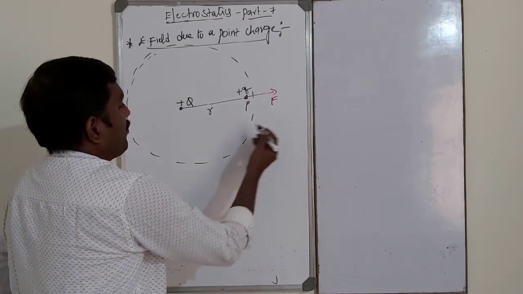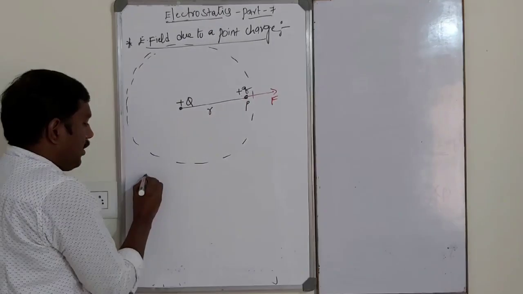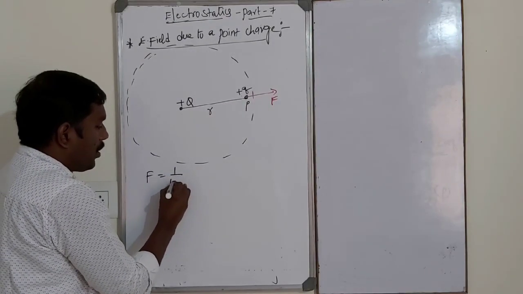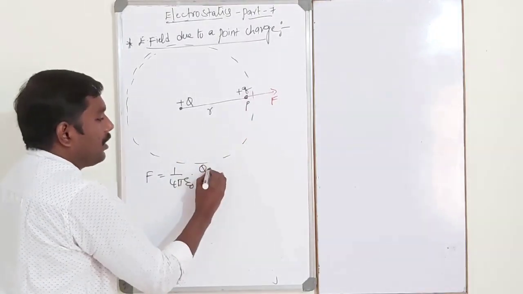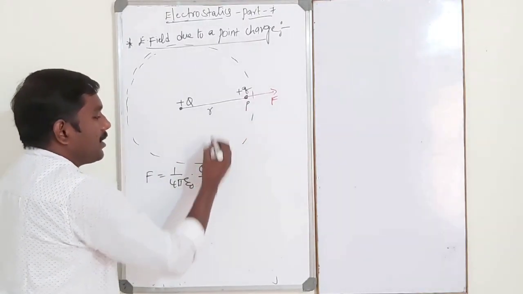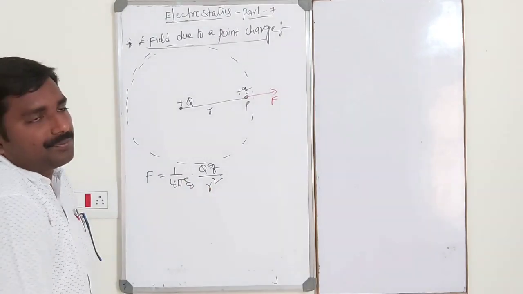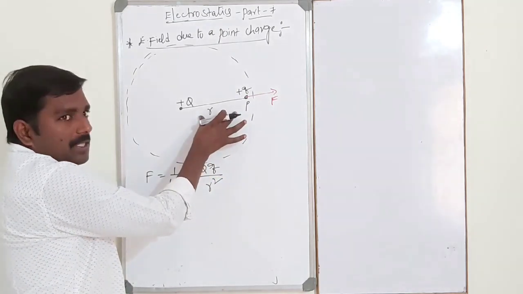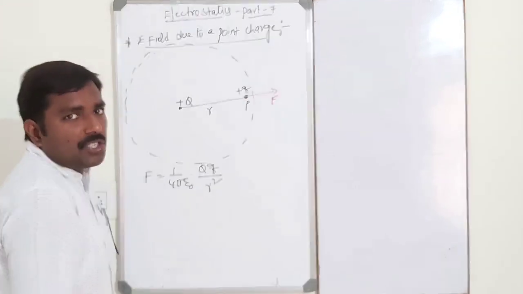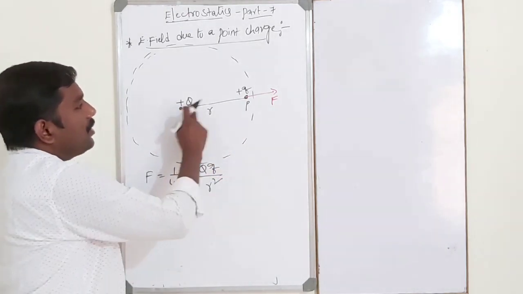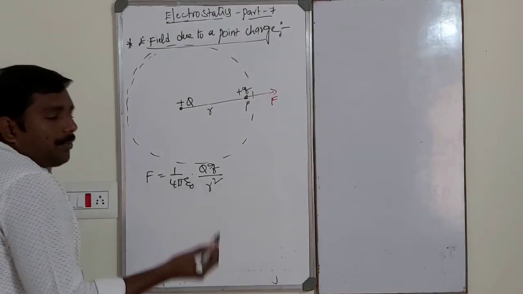Radially outwards. Okay. In this case, according to Coulomb's law, F is equal to 1 over 4 pi epsilon naught, Q and q divided by distance r square. This is the Coulomb's law formula. So whenever two charges are kept in air or vacuum, there exists a force of repulsion between them, because these two are like charges.